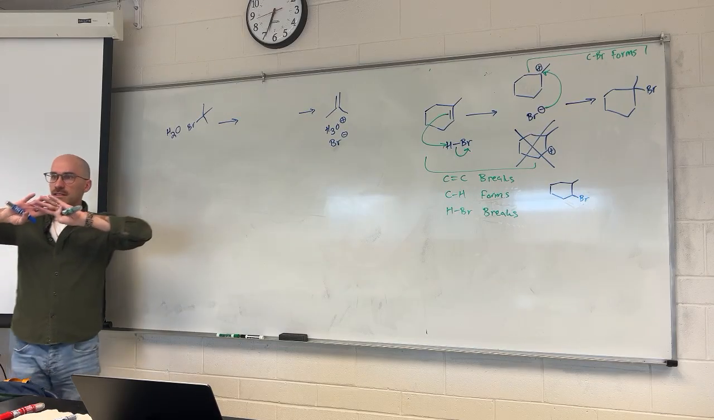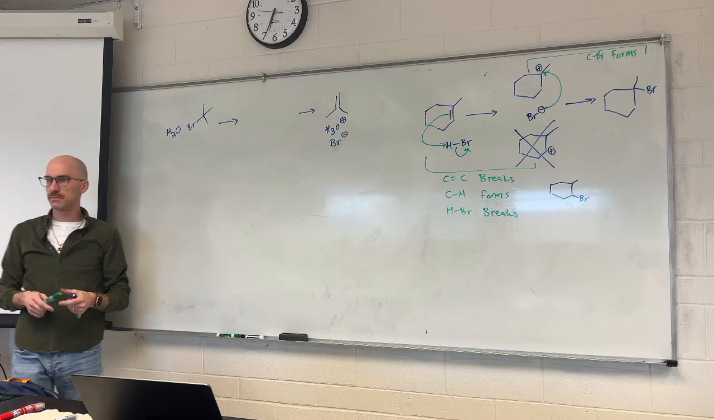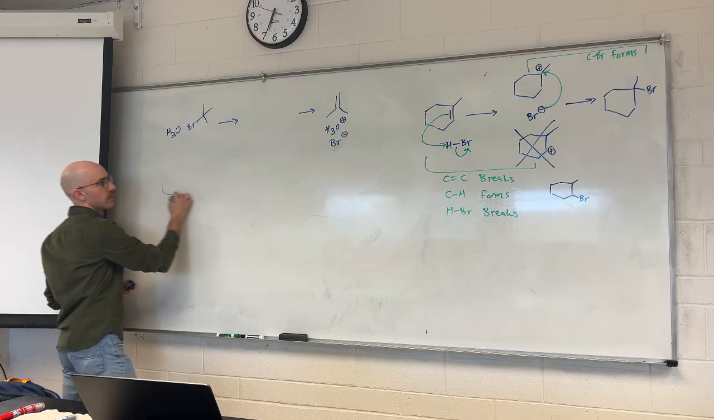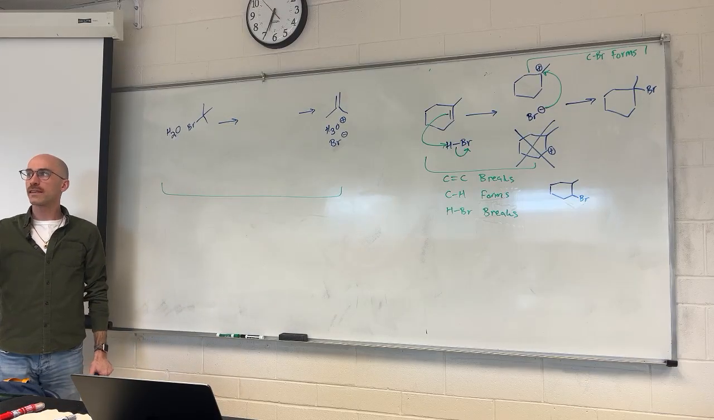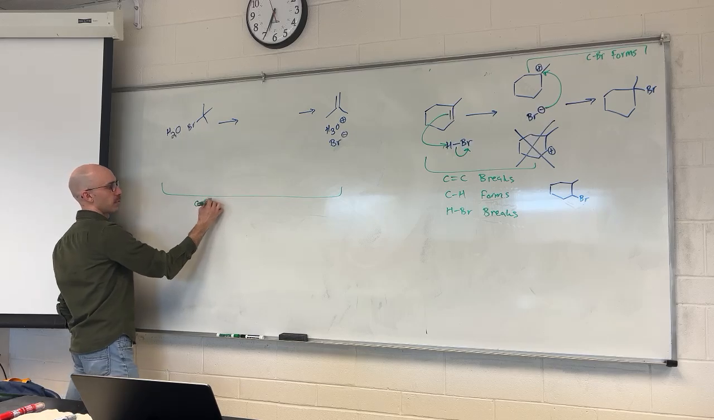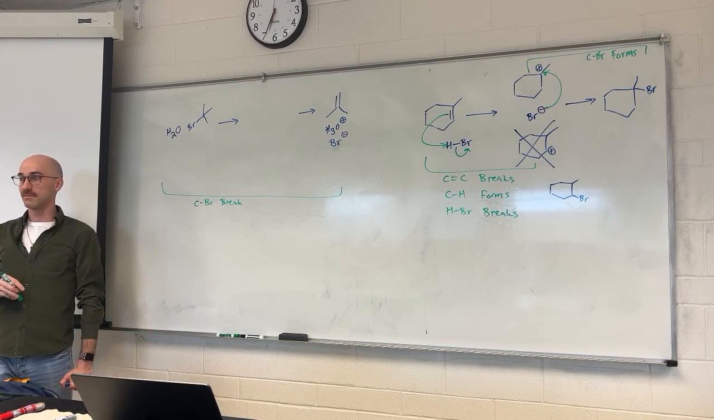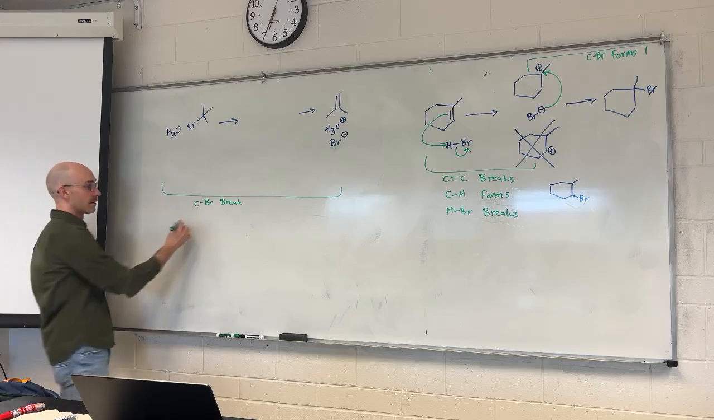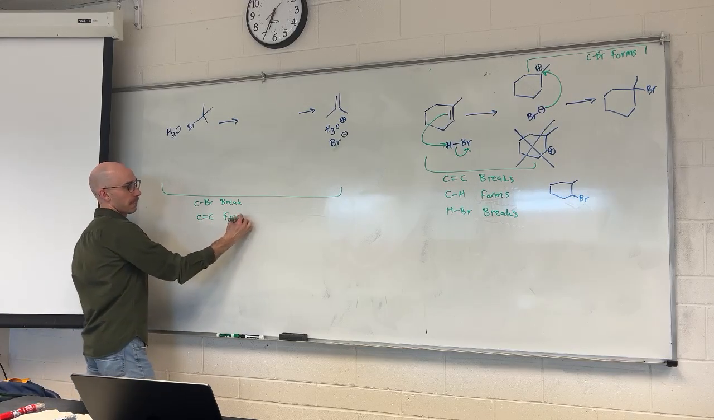Good. So let's spot the difference overall. What all needs to happen? In the long run, what do I need to do? Break the C-Br bond. Carbon bromine needs to break. What else? Carbon pi bond needs to form. What else?